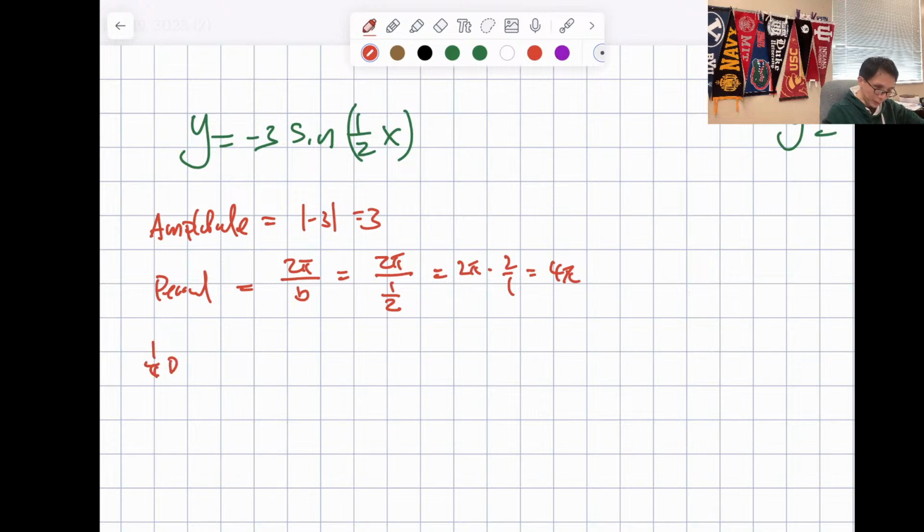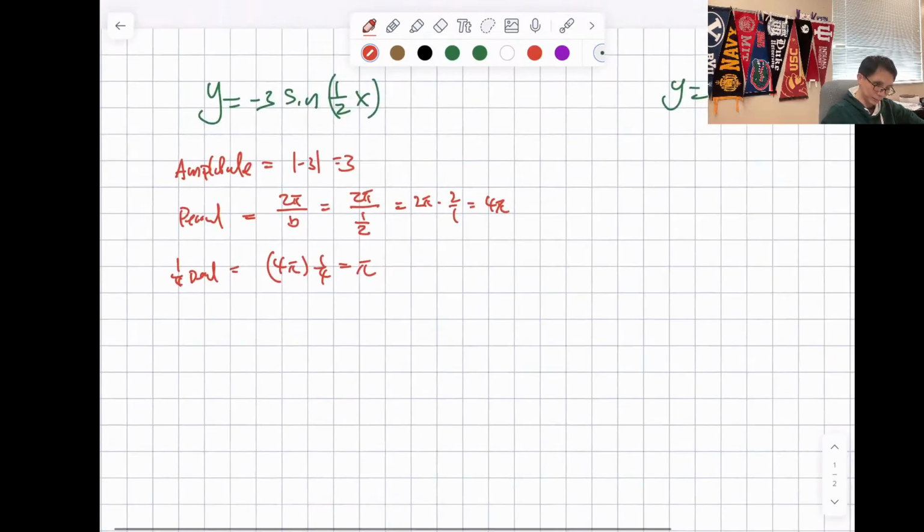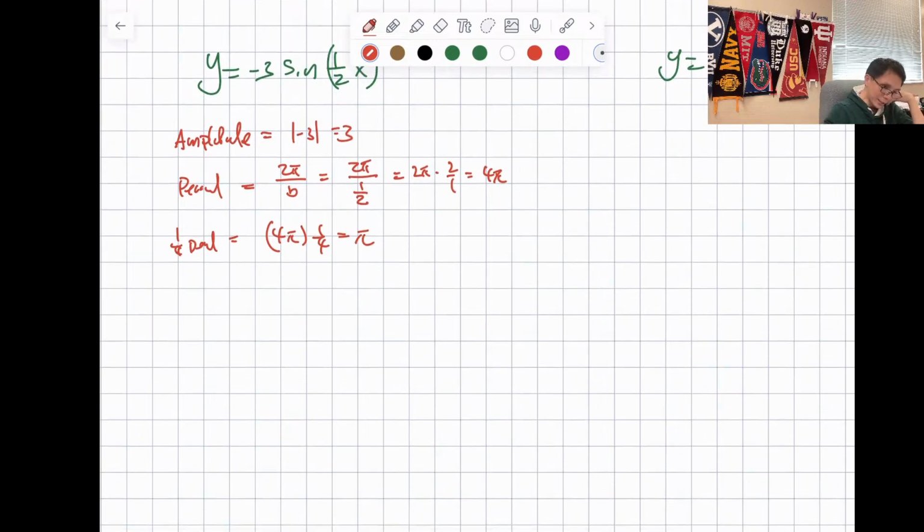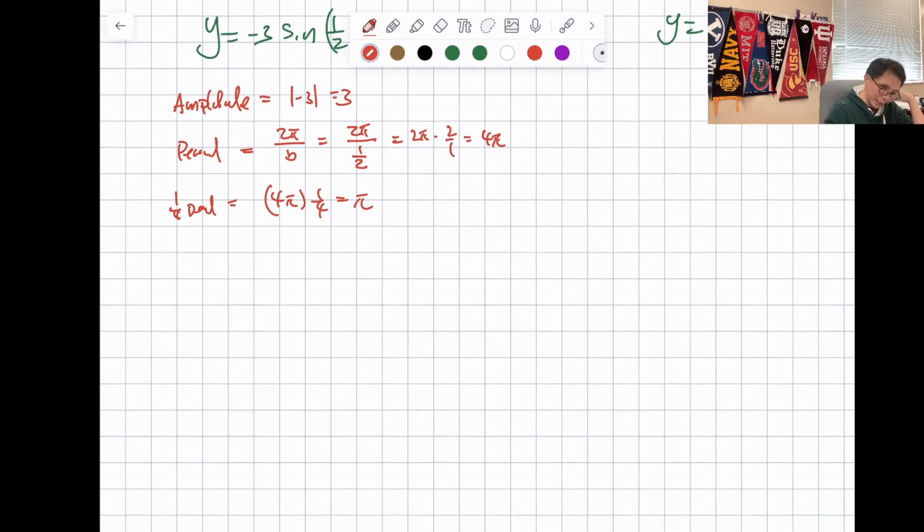Now a quarter period is just divided by 4. So it'll be 4 pi times 1 over 4. That's equal to pi. So that means every pi is going to have a constant change. Are we okay here? Now write down the statement. If you don't have it written down, you should write it down.